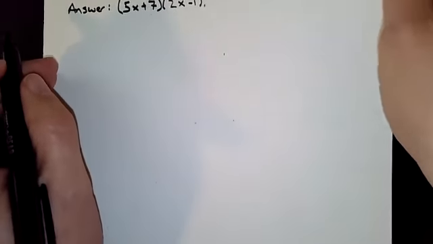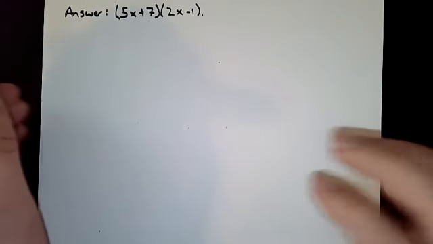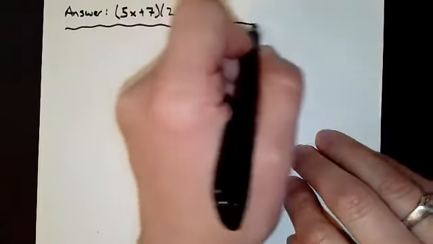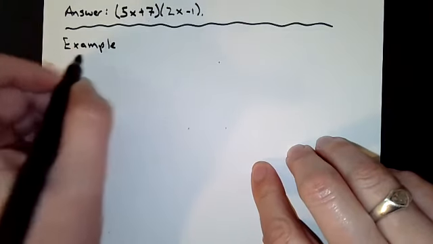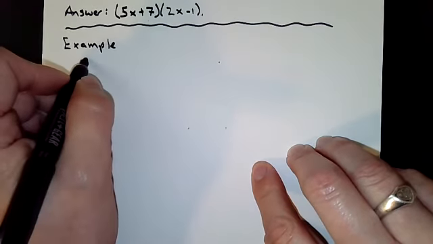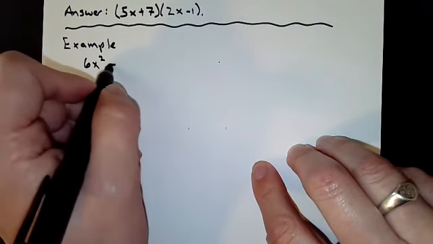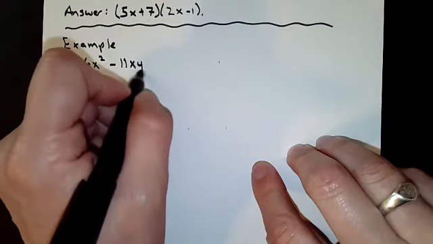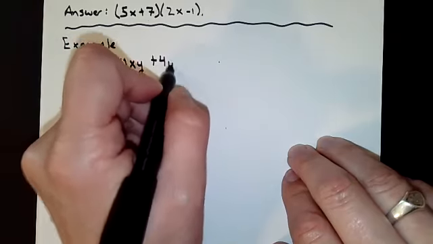For the second example, that's that. There's the answer to the previous one. And so the next example, we're going to look at 6x squared minus 11xy plus 4y squared.